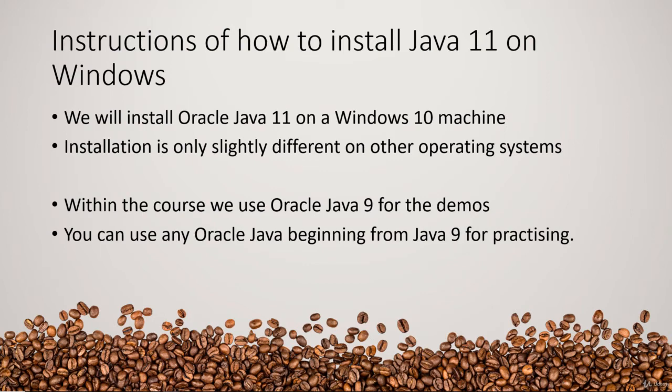The entire course is recorded on Oracle Java 9 because Java 9 is the first version where the JShell came up. It's included in Java 9 for the first time, so you are fine if you have a Java 9 installed on your system or Java 10, 11, and you can go on. You can also use Java 12, 13 and so on. So if you have such a Java installed on your system, please keep it and you can jump over to the instructions on how to start JShell.